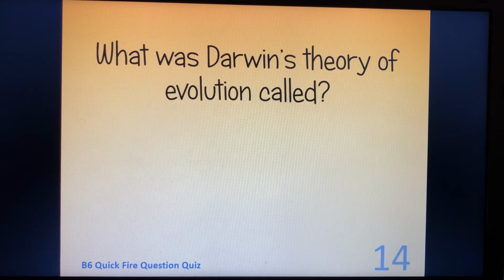Question 14. What was Darwin's theory of evolution called? As it's a bit of a long-winded one, this. You could say either of the 2 points.